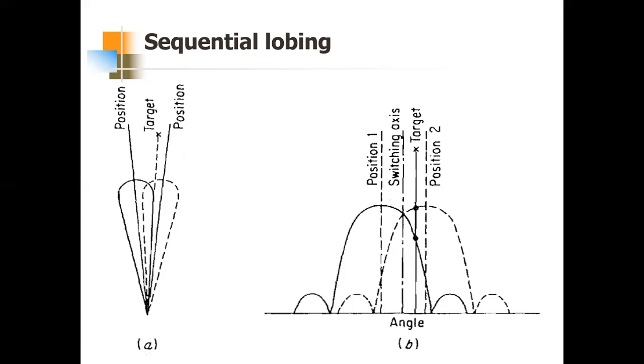So this is the figure which you will see in the textbook. Here you can see the solid line, that is the solid beam, shows the position of the beam at one time, let us say t1, and the same beam is going to be switched to position 2 at some other time t2. So what we do is we compare the two signals received at two different times, and then we decide which is closer to the target.